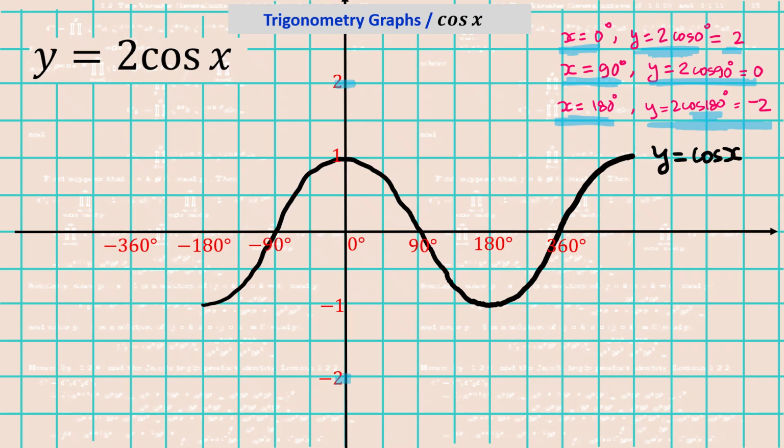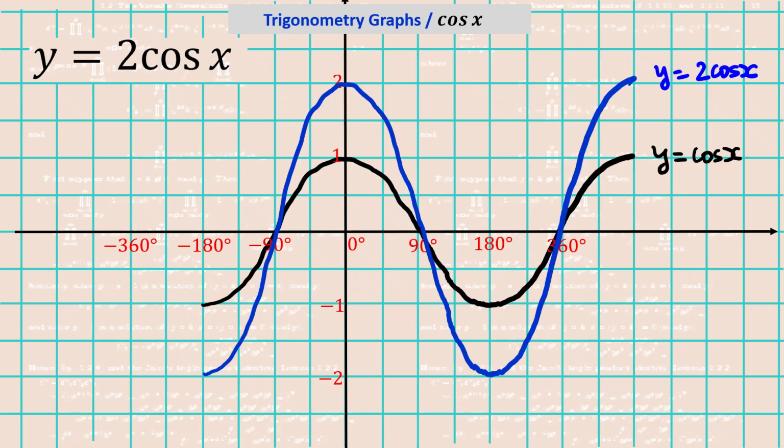So then let's put in the points. What you see is 0 and 2, and then you have 90 and 0, and once again 180 and minus 2. So the graph would look like this. That's the graph of y equals 2 cos x.